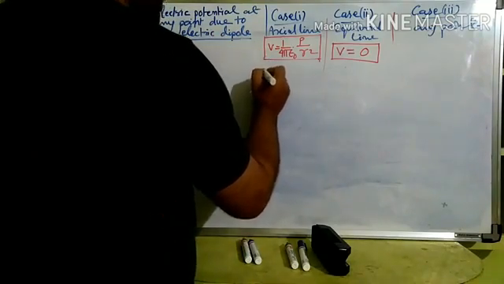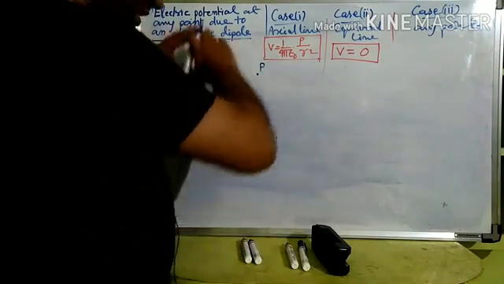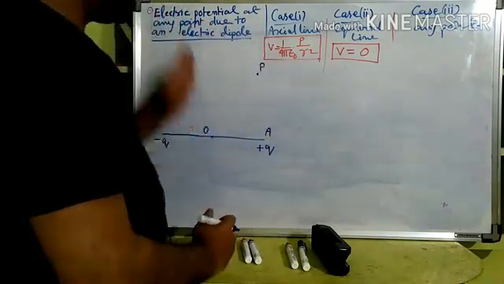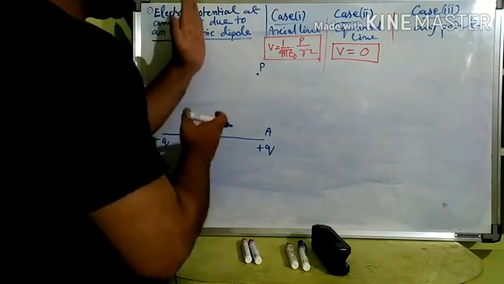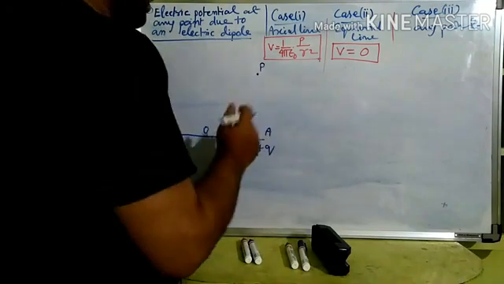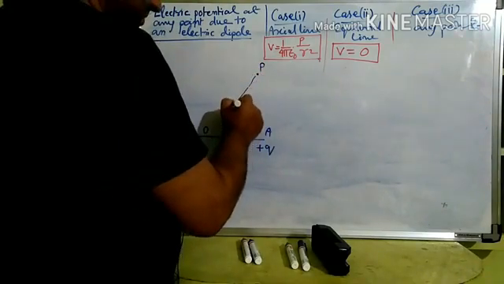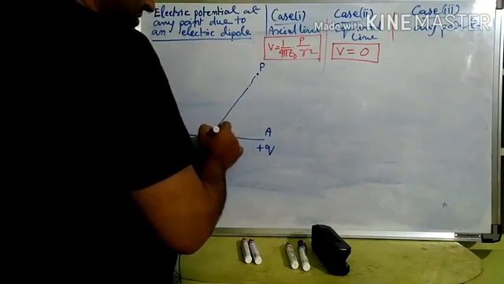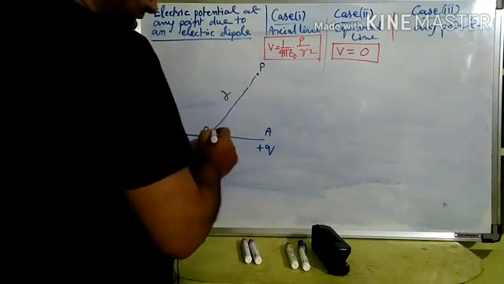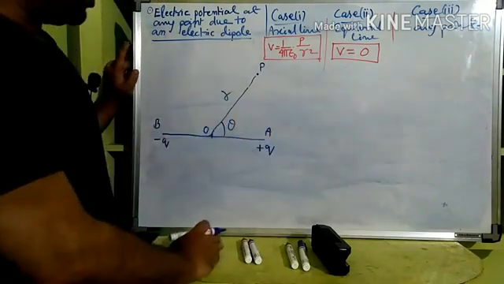Now let us consider the third case, and here we want to find out the electric potential at any point. Let us say that any point is P. It can be on the equatorial line also, it can be on the axial line also, but it can be anywhere, not only this or that. So let us say that the distance of P from the dipole is equal to R, and it is making an angle theta with the line of the dipole.